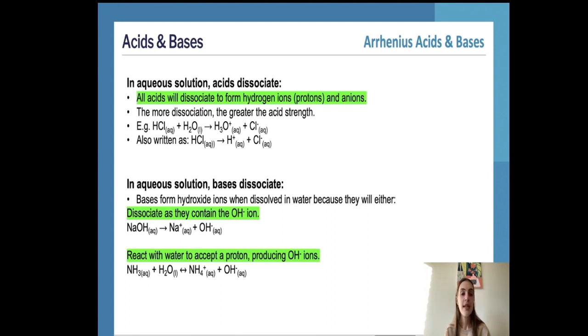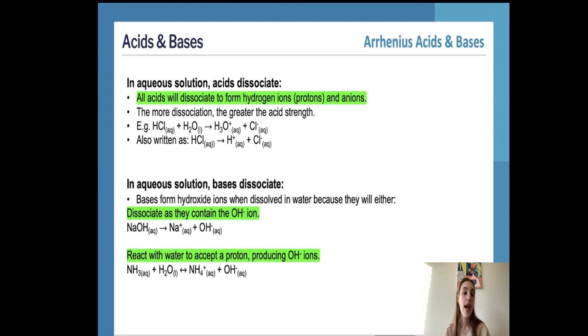But when we consider bases, they're going to do the exact same thing, except forming hydroxide ions. So bases are going to form hydroxide ions when dissolved in water because they can either dissociate due to containing the hydroxide ion. So for example, sodium hydroxide, which is a very strong base, can dissociate into Na+ and OH-, and so the OH- is what is characteristic of a basic solution. So it has that OH- because it is basic.